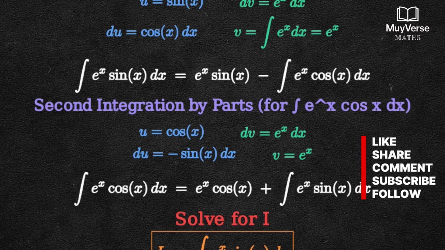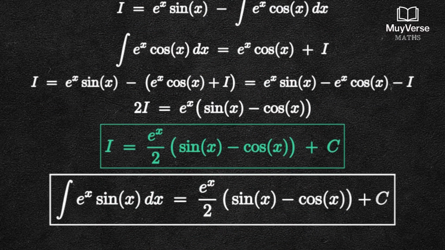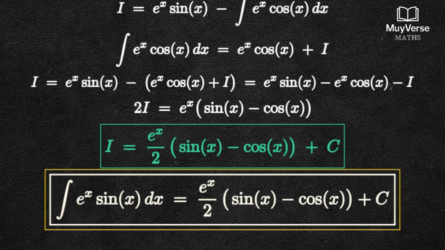Move terms to solve. 2I equals e^x times (sin x minus cos x). Therefore, I equals 1/2 e^x times (sin x minus cos x) plus the constant c. We are done. The integral of e^x times sin x dx equals 1/2 e^x times (sin x minus cos x) plus the constant c.